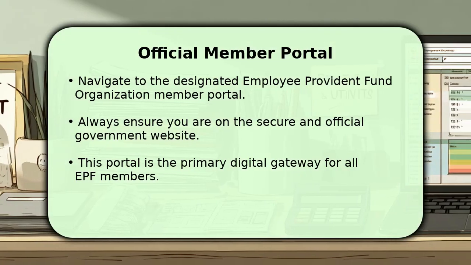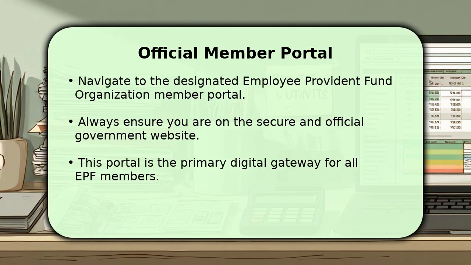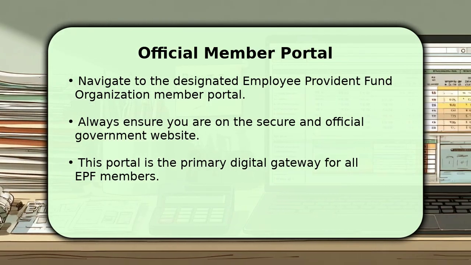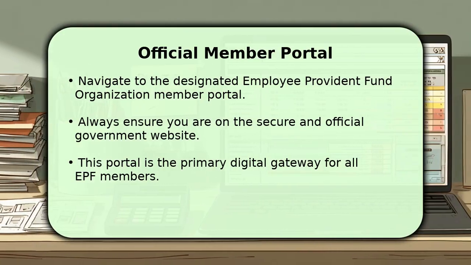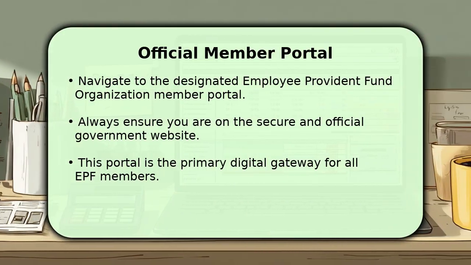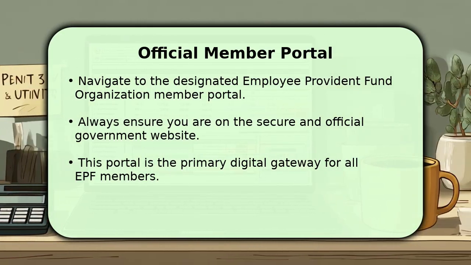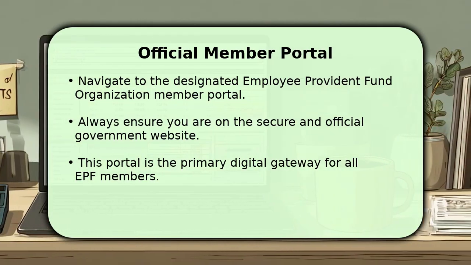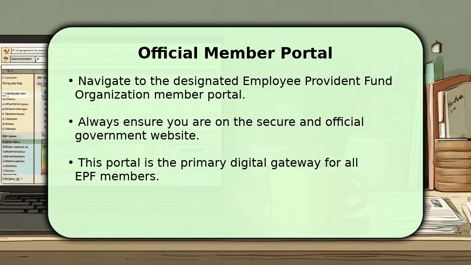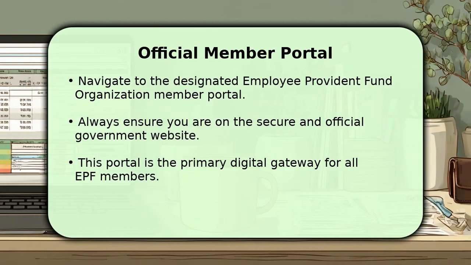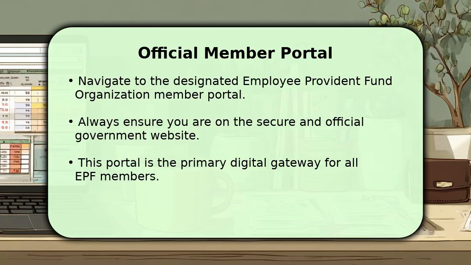The first step involves visiting the official Employee Provident Fund Organization member portal, which is easily found through a quick search for EPFO member portal. It is essential to confirm you are on the legitimate government site to protect your personal information. This secure online platform serves as the central hub for managing all aspects of your Provident Fund, offering a reliable way to access your details.